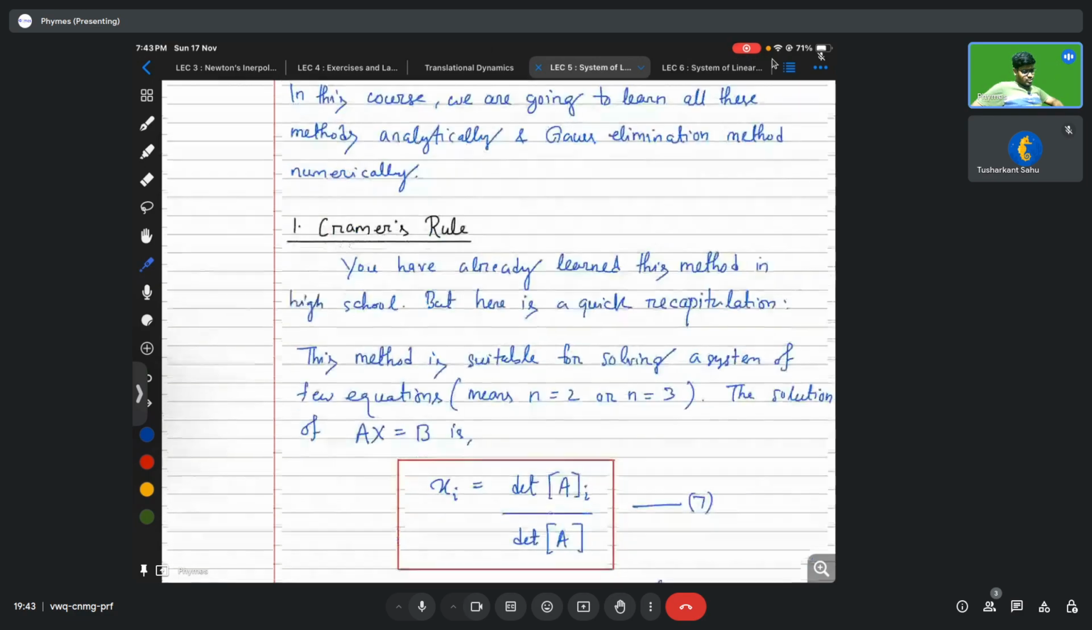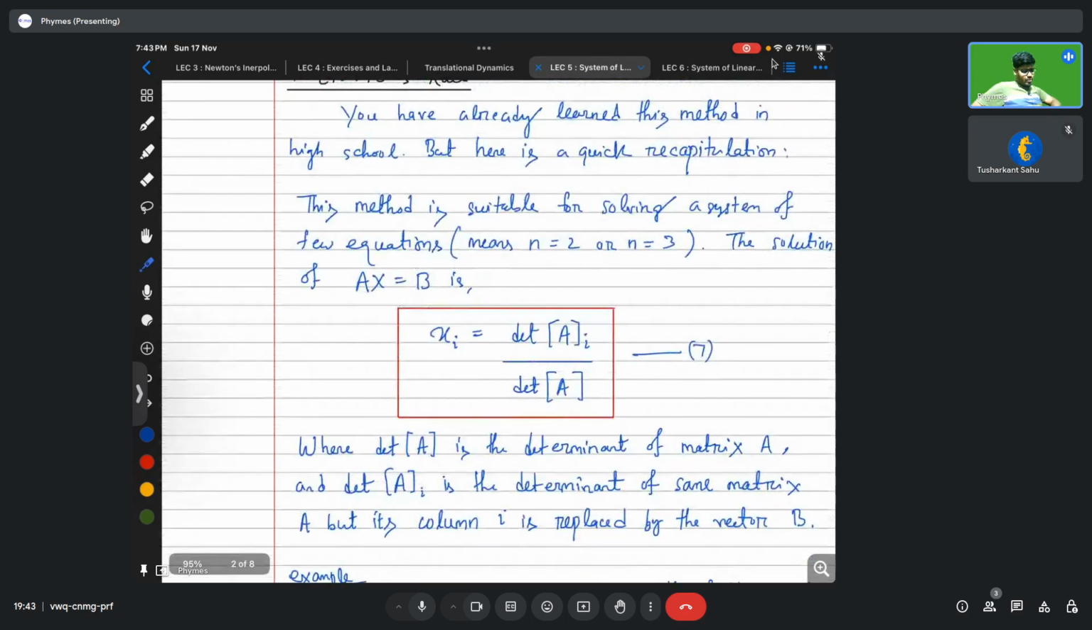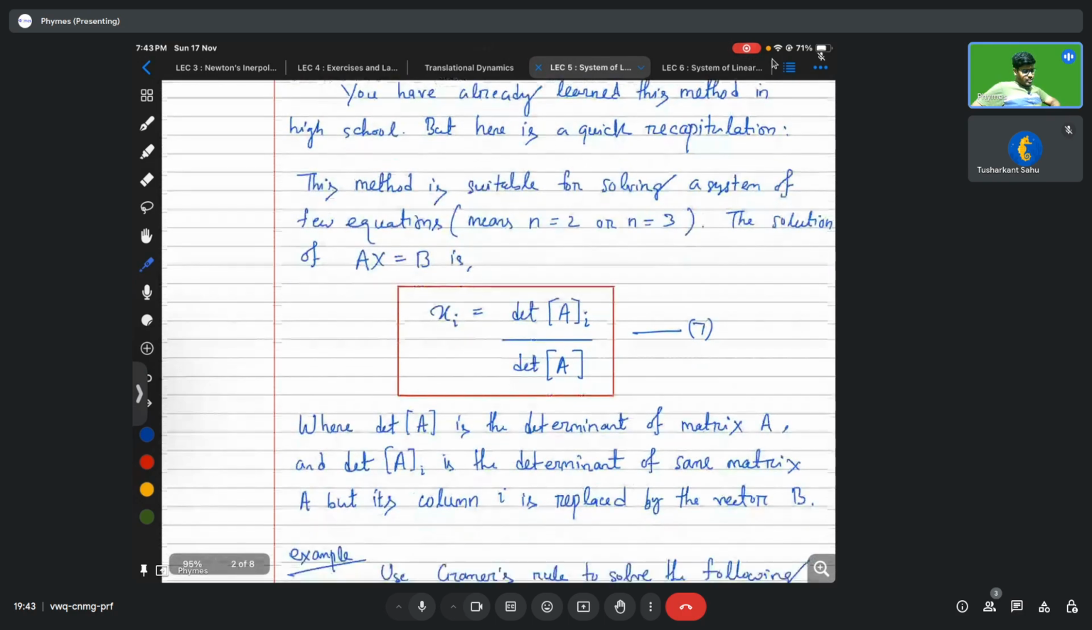Okay, so let's discuss Cramer's rule. You may have learned about it in 12th, and this method is suitable for solving a system of few equations, maybe n equals 2 or 3. If n equals 4 or 5, then that will be a bit difficult to solve. You can do it, but that will take too much time. And the solution of this system of equations Ax equals b has the form xi equals determinant of Ai divided by determinant of A.